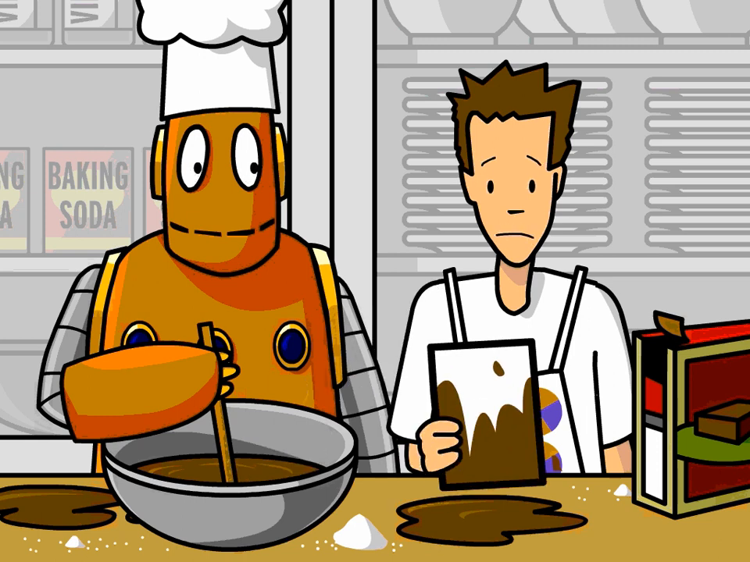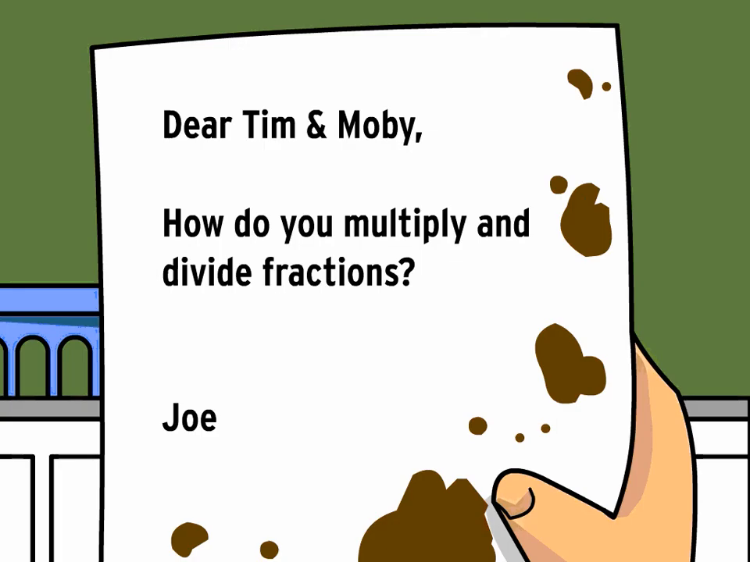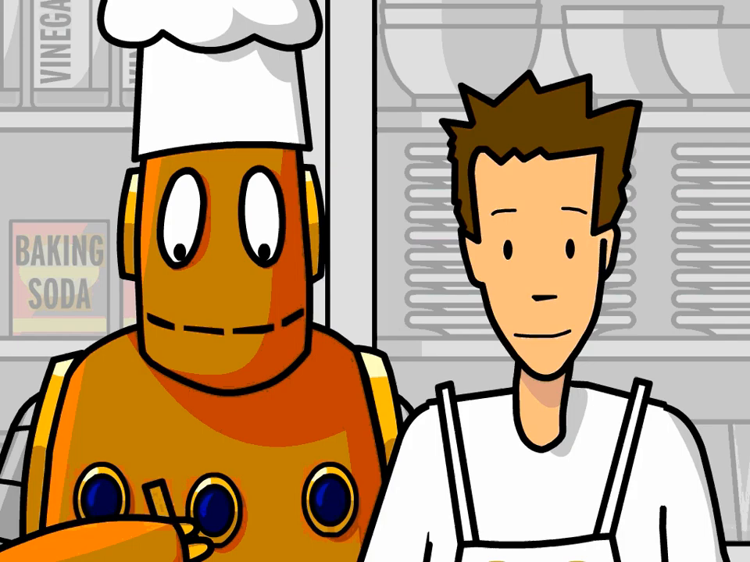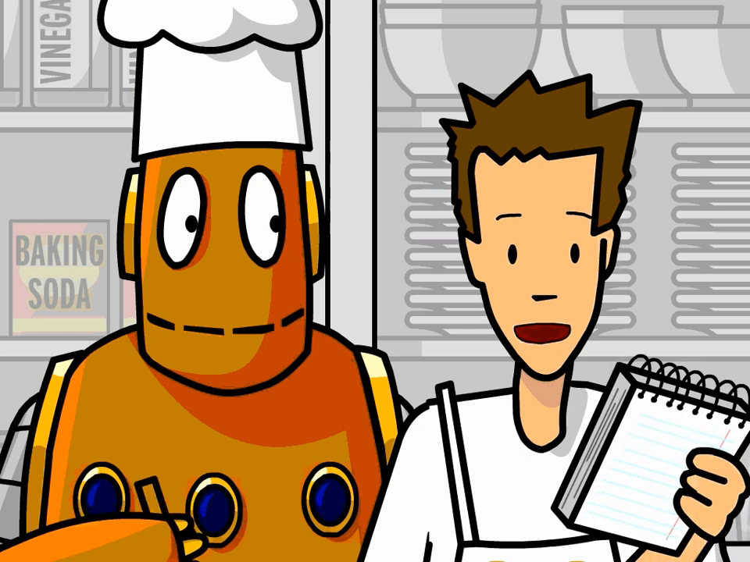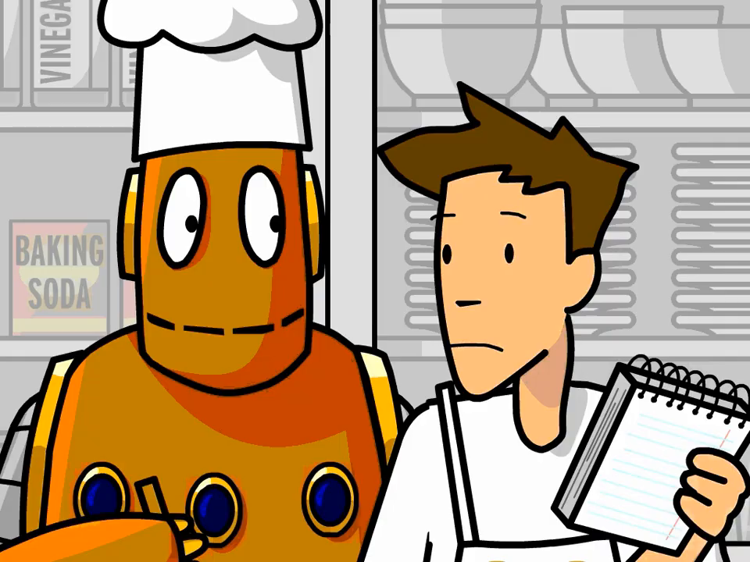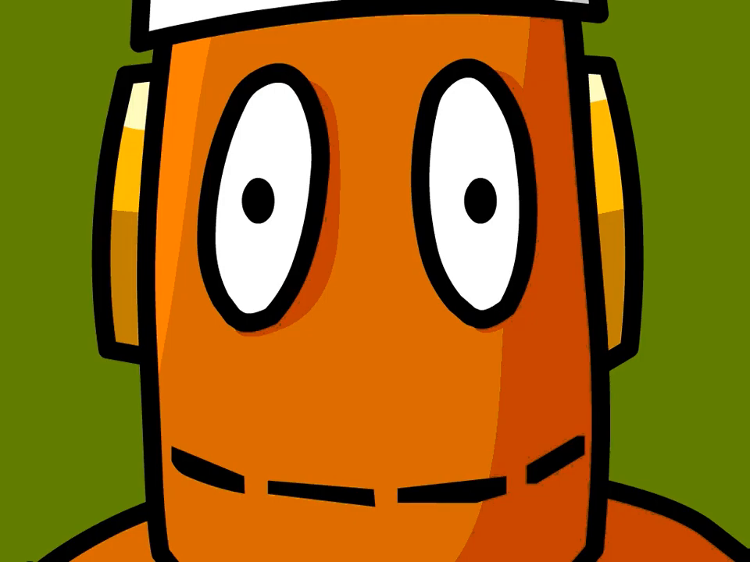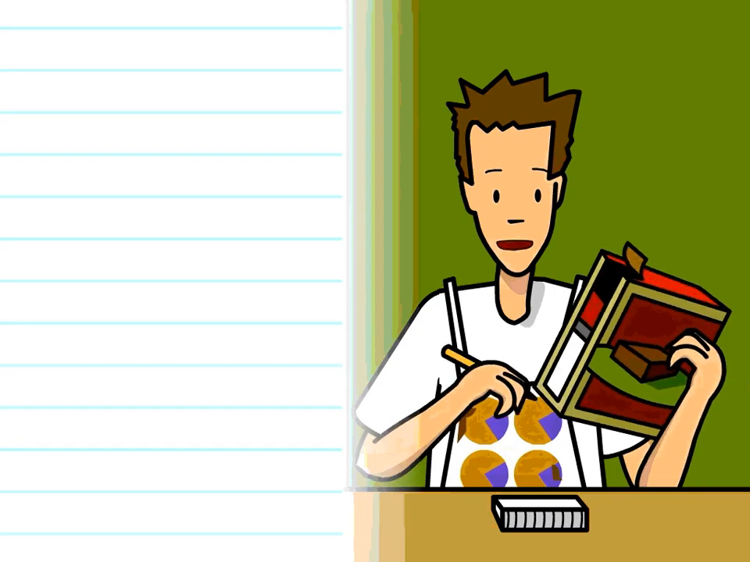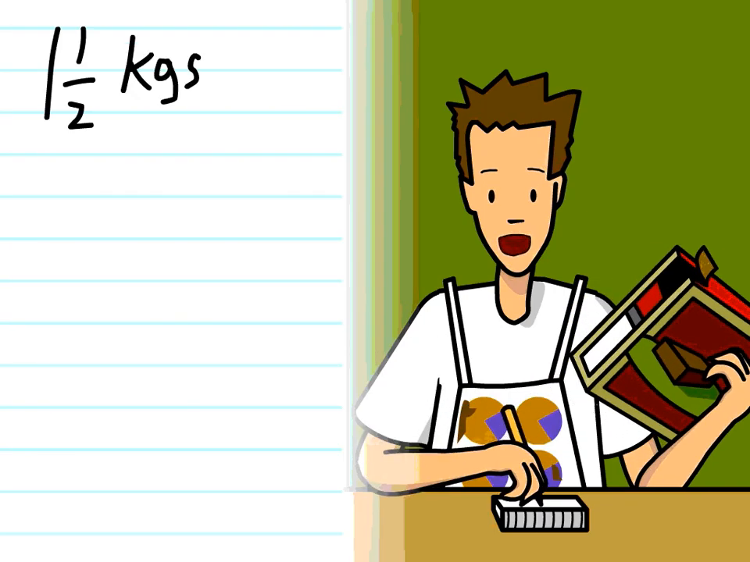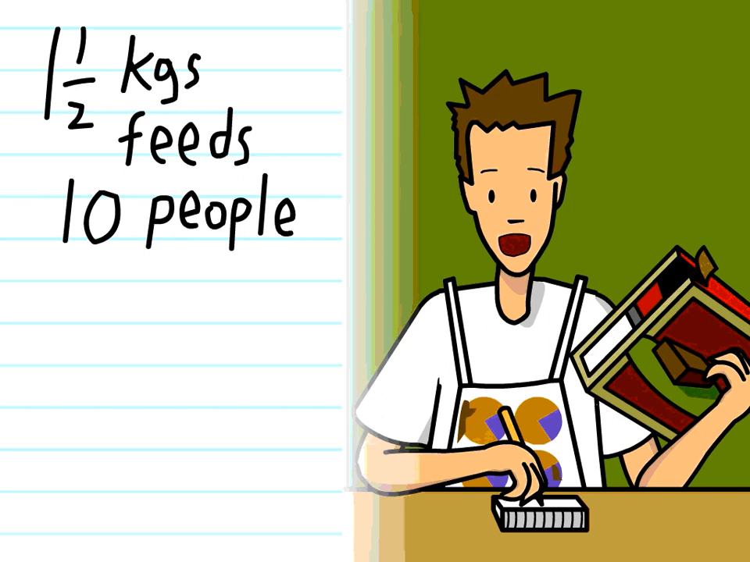Ew, how'd that get in there? Dear Tim and Moby, how do you multiply and divide fractions? From Joe. You're in luck, Joe. We're gonna have to multiply fractions to get through this brownie baking mess. Okay, we're baking for 40 people. Better not be as bad as it sounds. Well, 1 1/2 kilograms of brownie mix will make enough brownies for 10 people. So how many kilos of that mix will we need for 40 people?